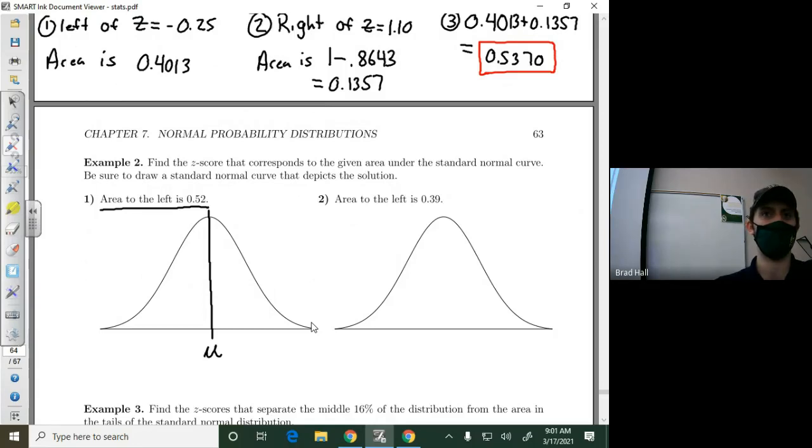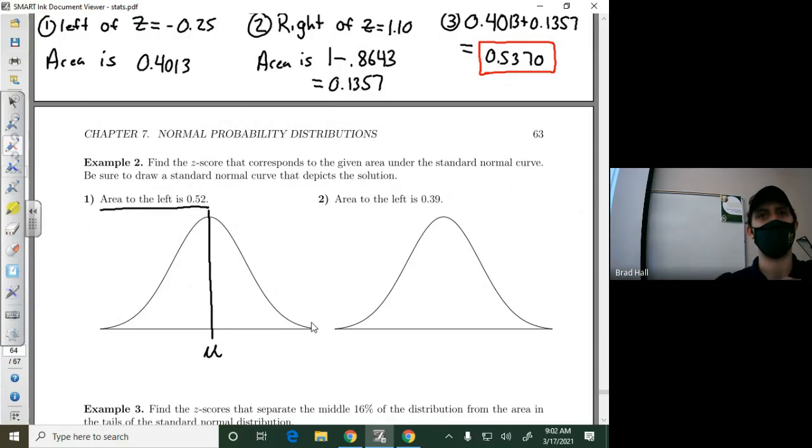Because it's asking for the area to the left. Well, to the left of some line that we're going to draw. So we're going to draw some line, and then the area from that line all the way to the very left, or your left, will be 0.52.